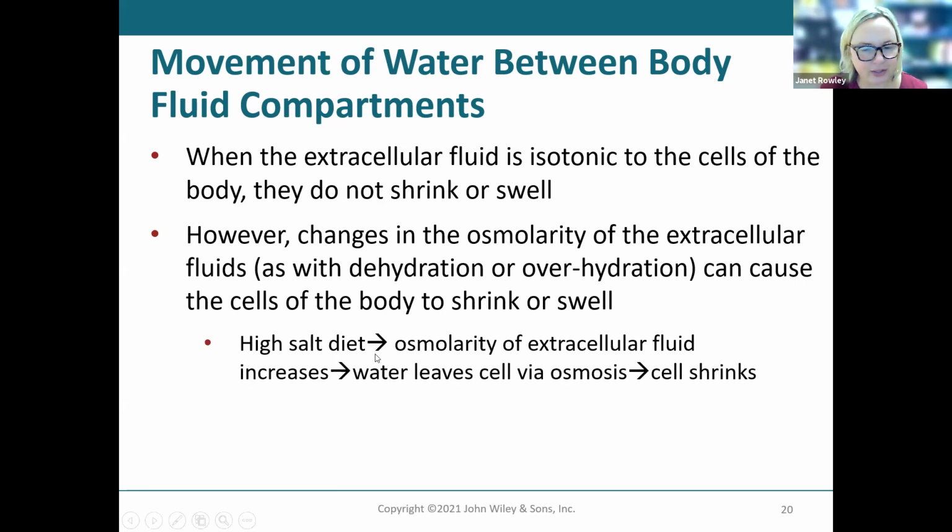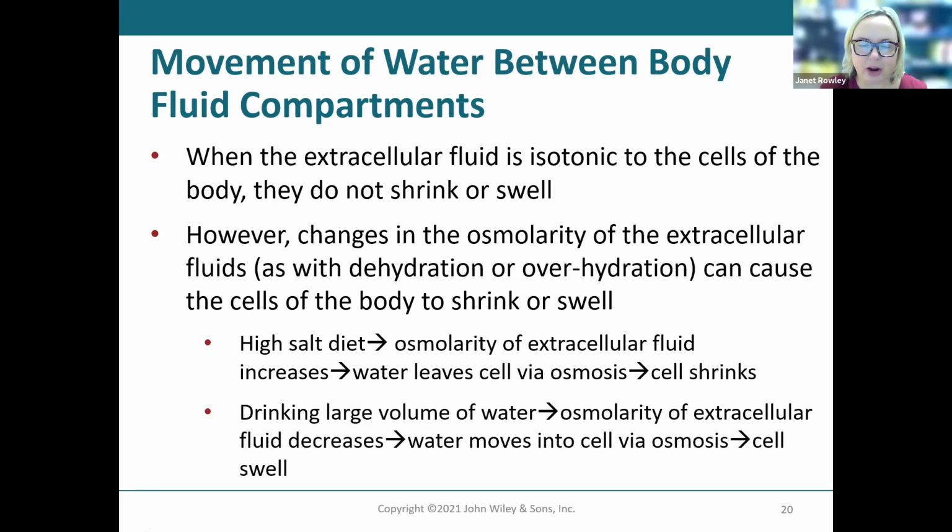When we have a high salt diet, the osmolarity of the extracellular fluid increases. Water leaves the cells via osmosis and the cell shrinks. Drinking large volumes of water causes the osmolarity of extracellular fluid to decrease. So we have a hypotonic situation in the extracellular fluid. This causes water to move into the cell via osmosis and the cells to swell.